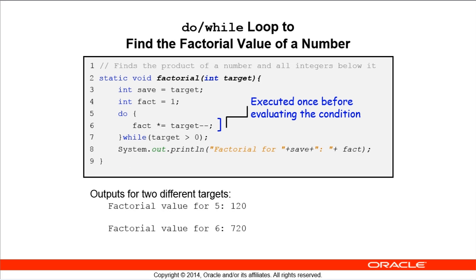The do while loop is a slight variation of the while loop. This example demonstrates a do while loop that determines the factorial value of a number called target. The factorial value is the product of an integer multiplied by each positive integer smaller than itself. For example, if the target parameter is 5, this method multiplies 1 times 5 times 4 times 3 times 2 times 1, resulting in a factorial value of 120. Do while loops aren't as common as while loops, and the decision to use a do while loop instead of a while loop usually relates to code readability.